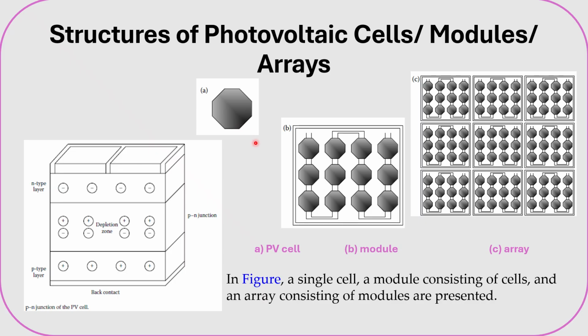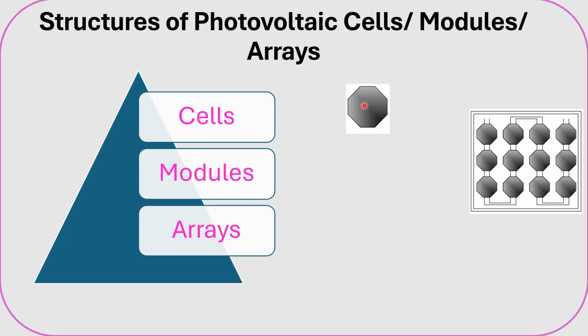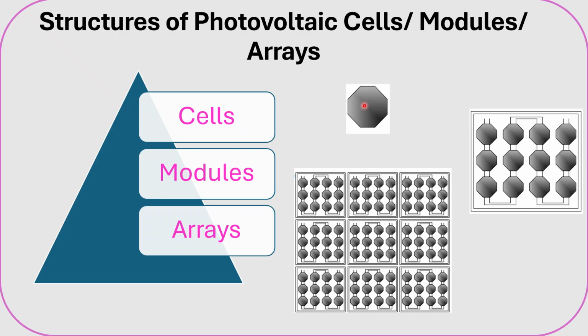There are different structures of integration. One is the cell, and if we have a number of cells, that becomes the module, and if we have a collection of modules, that becomes the array. So this is how we have the solar panel or the solar cells. Basically we have cells, modules, and arrays. This is how the structure goes.